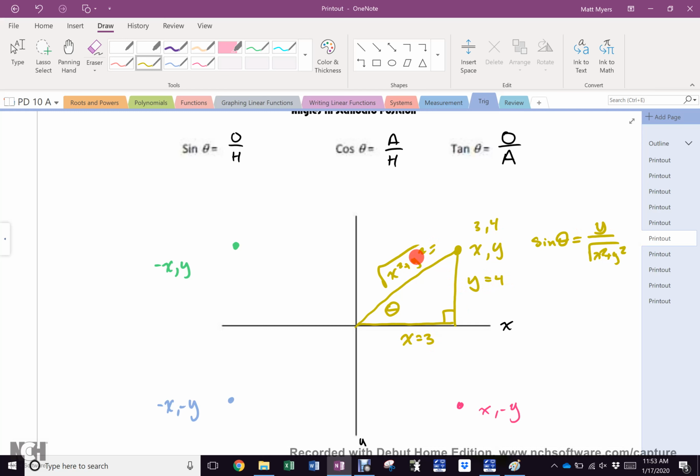But even if we hadn't memorized 3, 4, 5 triangles, we would take 3 and square it, take 4 and square it, add them to get 25, and take a square root. Everybody agree? So now, sine is opposite over hypotenuse. But if I put it on the grid, I know it's y over the root of x squared plus y squared. Everybody with me? Okay, well, what then is cosine? We know it to be a over h. What is it if I put it on the grid?